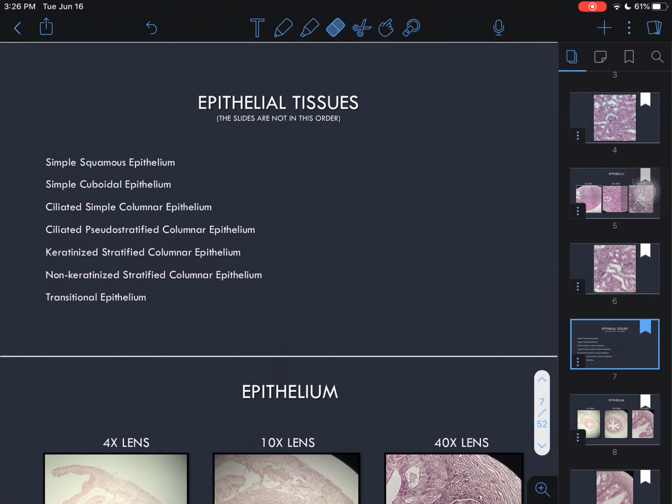Alright, we are starting with the epithelial tissues again. This is the second video. This time we're going to concentrate on our ciliated simple columnar and our ciliated pseudostratified columnar epithelium. Both of these are similar. They basically look like a bunch of high-rises, right?